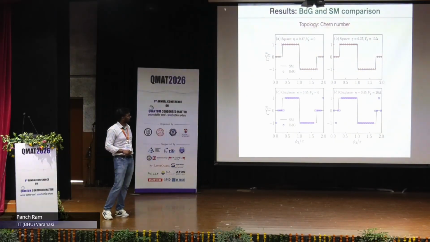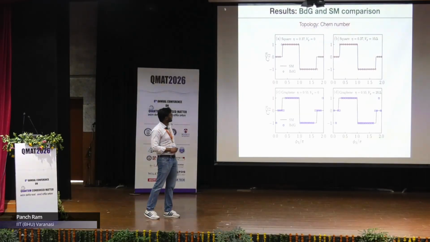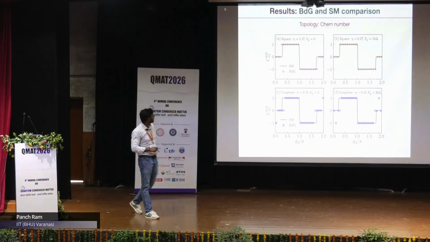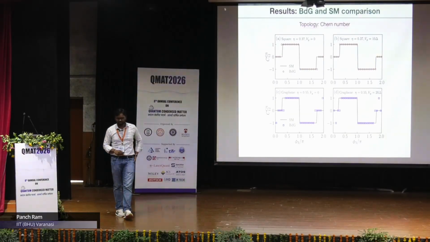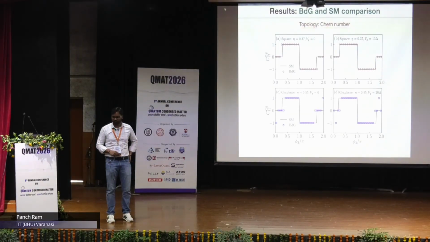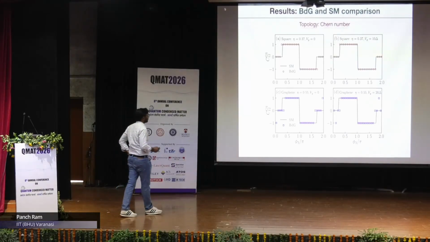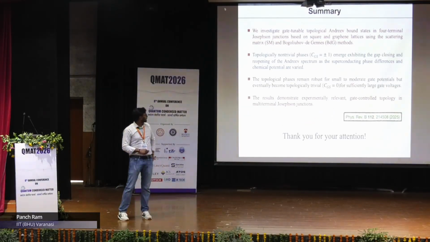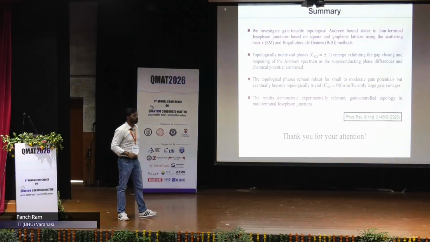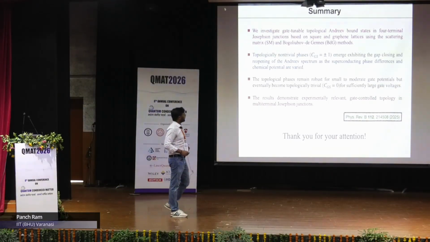So far the result I have shown is only from the scattering region, the scattering matrix method, and these open circles are calculated from the BdG result. It perfectly matches the result which we got from the scattering matrix. And with that, the summary is that this can be experimentally relevant.